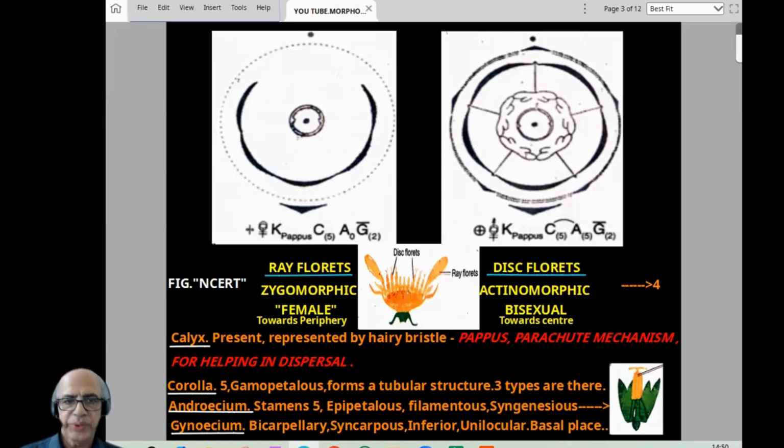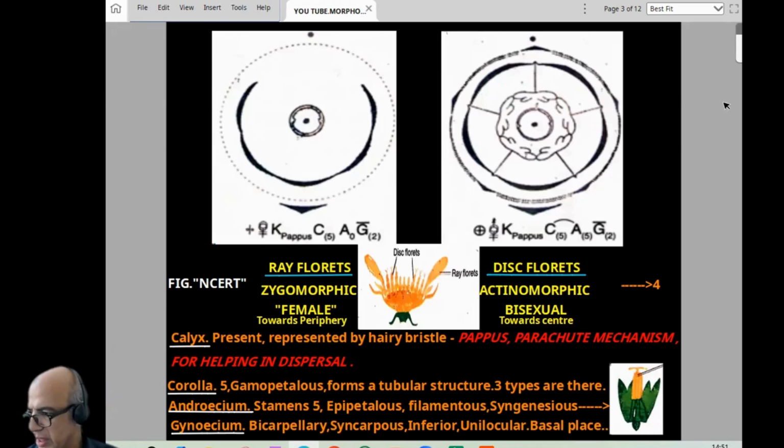Now coming into androecium. Androecium stamens 5, again if you check the formula you can find. Here it is 0, here it is 5. Epipetalous, filamentous, and syngenesious, that term you will now be familiar with, with united anthers and free filaments. Gynoecium, bicarpellary, ovary inferior, unilocular, and the placentation is basal. In Composite and Graminae, placentation is basal.